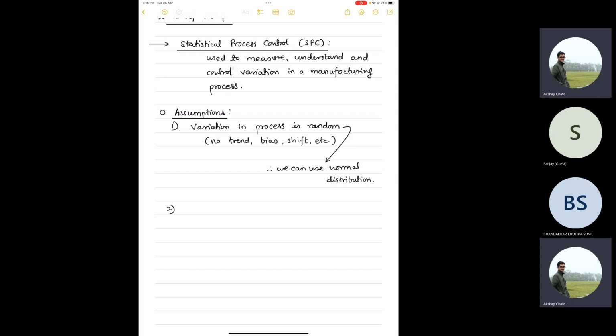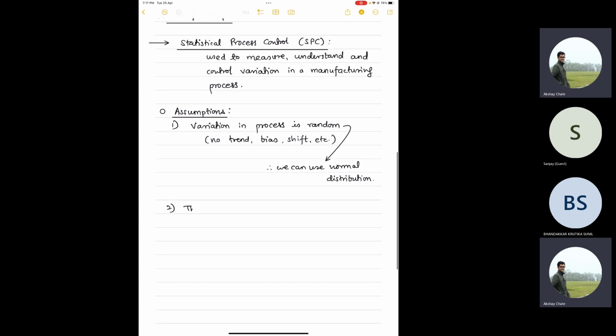So for this analysis, the second assumption is there will be some variation in each process. So we don't assume that we can eliminate the variation completely. We just assume that there will be variation, but we should keep it within the allowable limits.